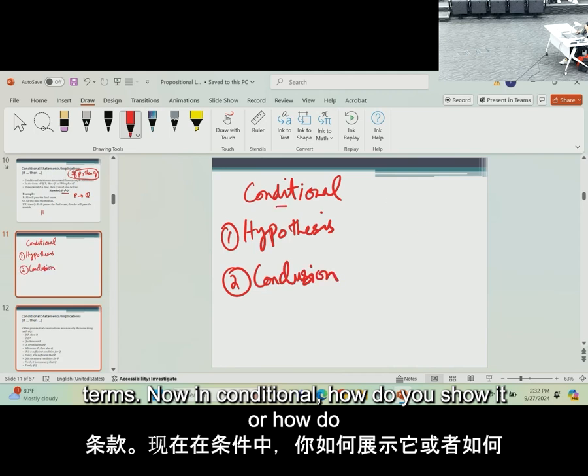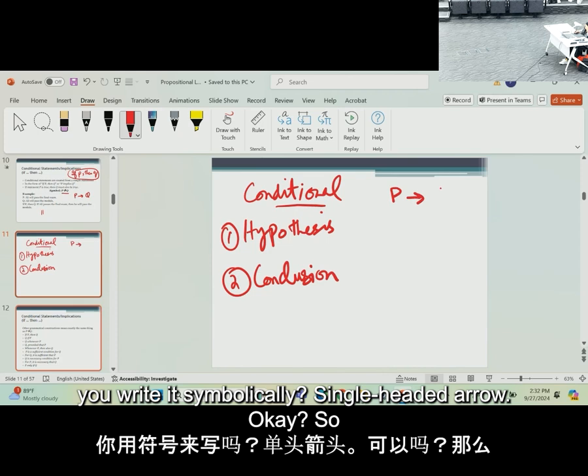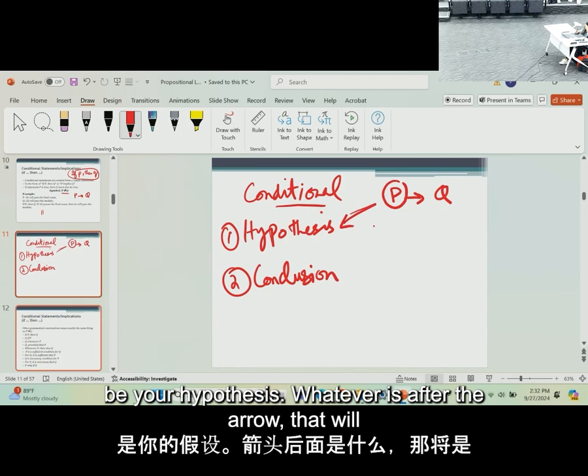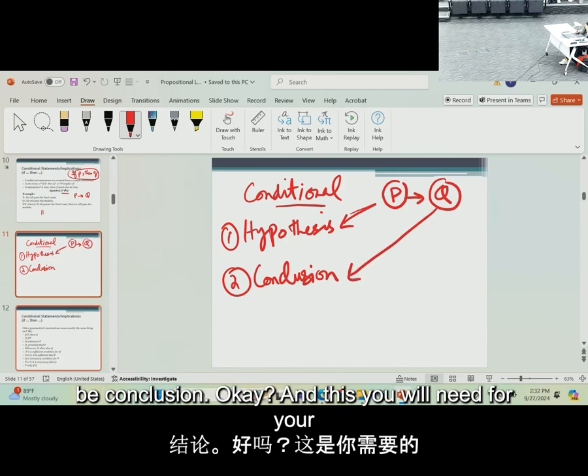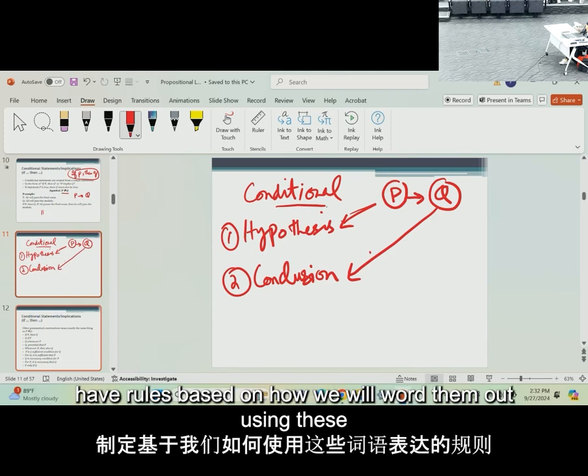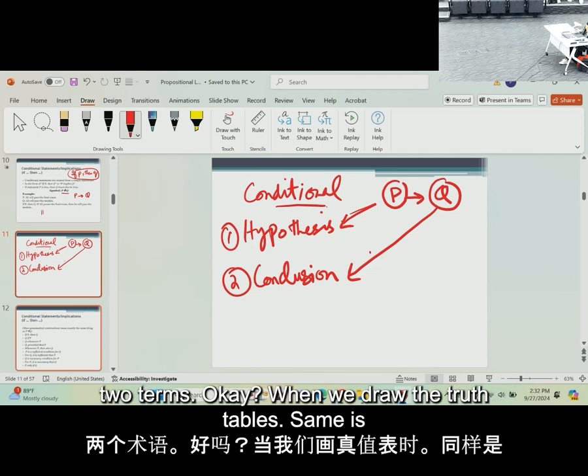Now in conditional, how do you write it symbolically? A single-headed arrow. So remember, whatever is before the arrow will be your hypothesis. Whatever is after the arrow will be the conclusion. And you will need this for your conditional and biconditional statements, because we'll have rules based on how we word them. We will be using these two terms when we draw the truth tables.